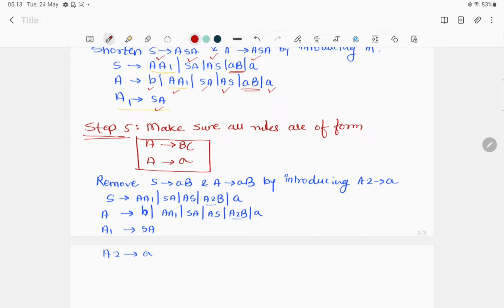Now I can make a final statement that this grammar is now in Chomsky normal form. Okay, and with this we are done with it.